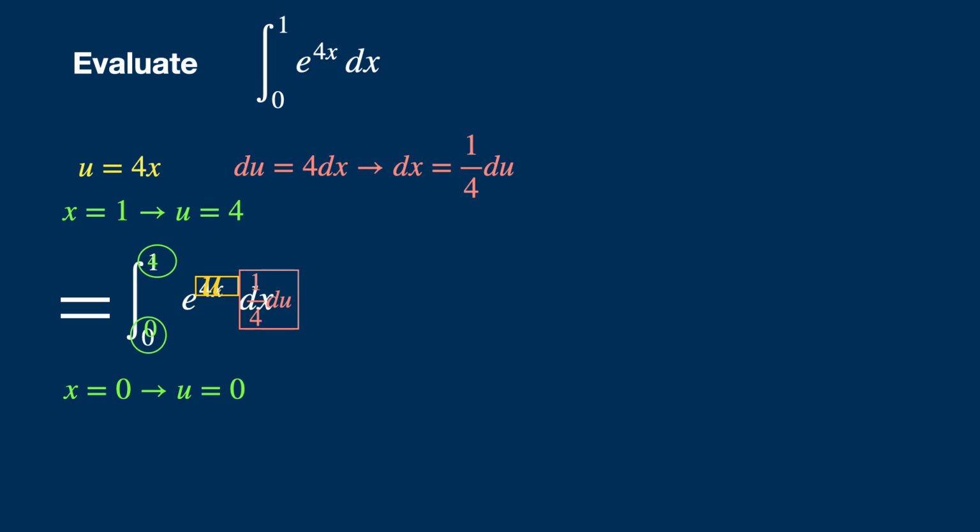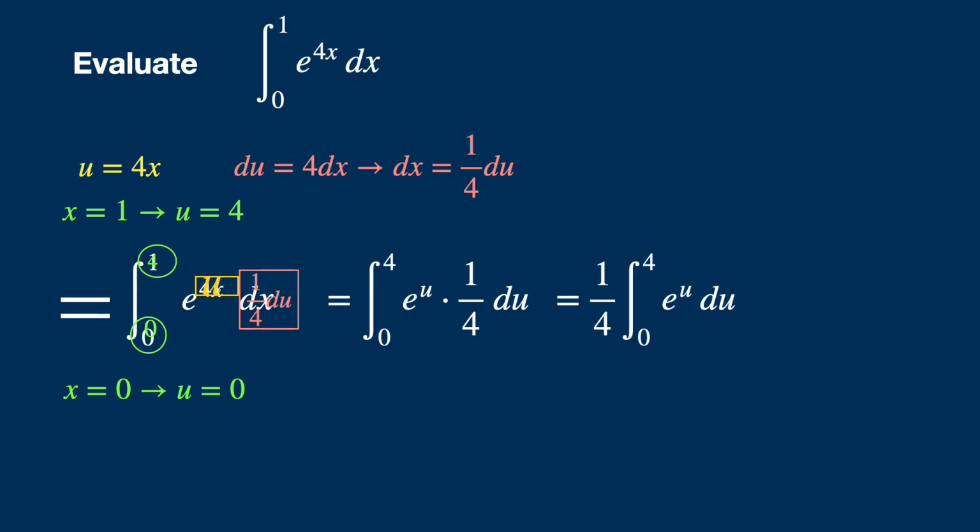Now, let's rewrite this integral. It's going to be the integral from 0 to 4 of e to the u times 1 over 4 du. The 1 over 4 is a constant, so take it out in front of the integral: 1 over 4 times the integral from 0 to 4 of e to the u du. Can you find the antiderivative of e to the u? Yes, it is e to the u.